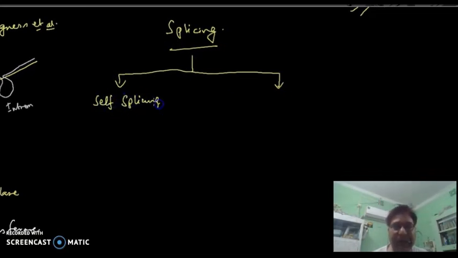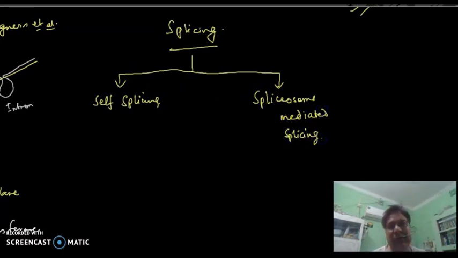Self-splicing and spliceosome mediated splicing. These two types, we are talking about a type of splicing which in fact is called cis splicing.